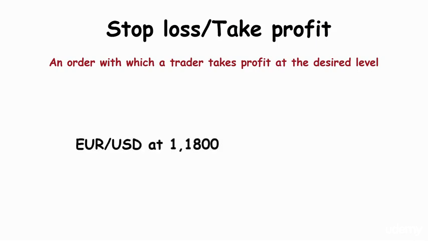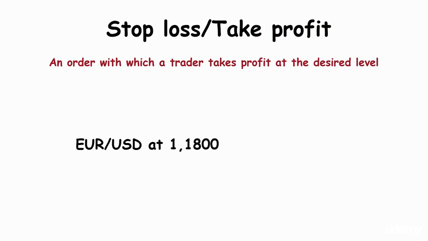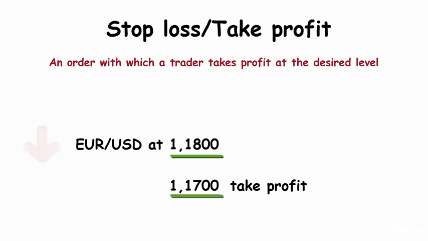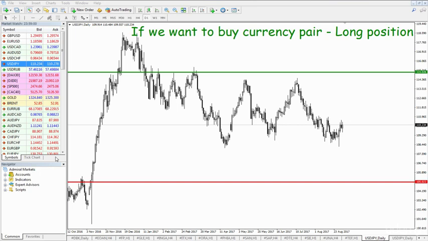A take profit is always above the current price if the trader is in a long position. On the opposite side, a take profit is always below the current price when the trader is in a short position. And now we can move on to the platform to show you how to set stop loss and take profit orders.